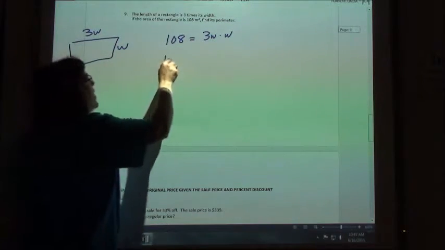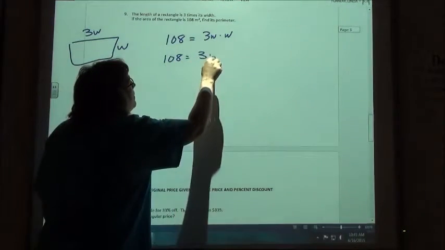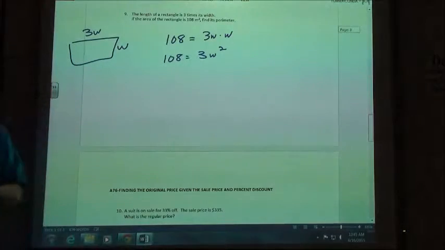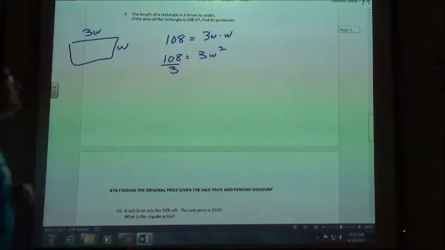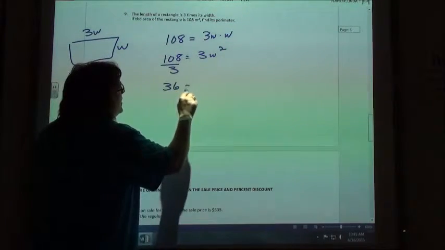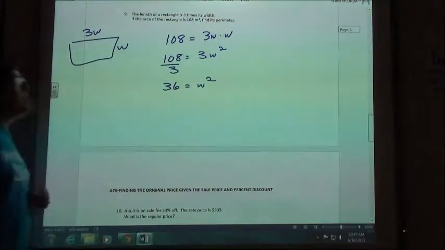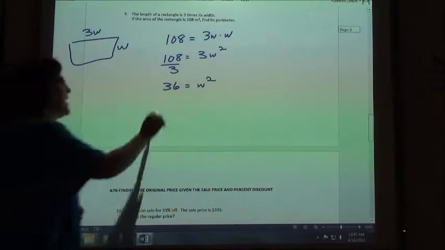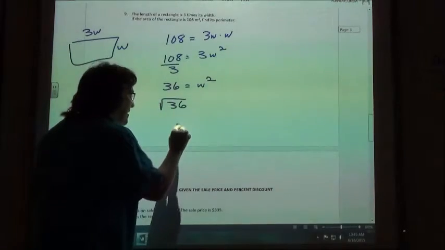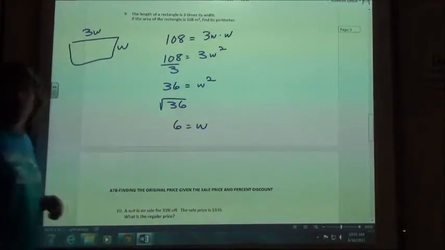And 3W times W would be 3W squared, right? In order to solve that, I'm going to divide by the 3 first to get the W squared by itself. 108 divided by 3 would be 36. 36 is equal to W squared. Technically what I'm doing is the opposite of squaring, which is taking the square root of 36 then. And so I know my width is 6, right?